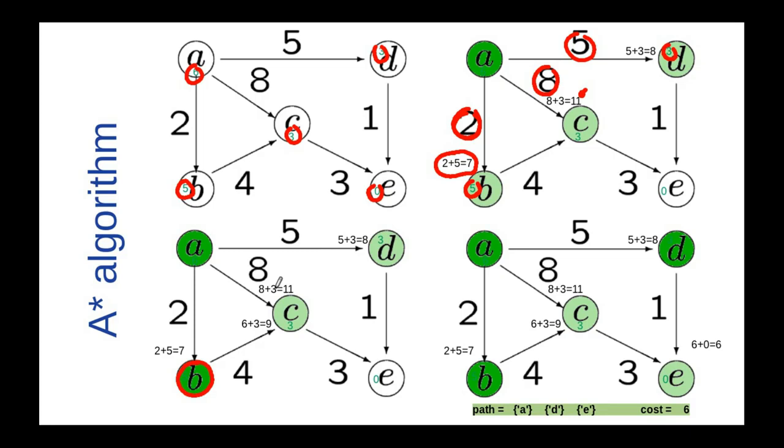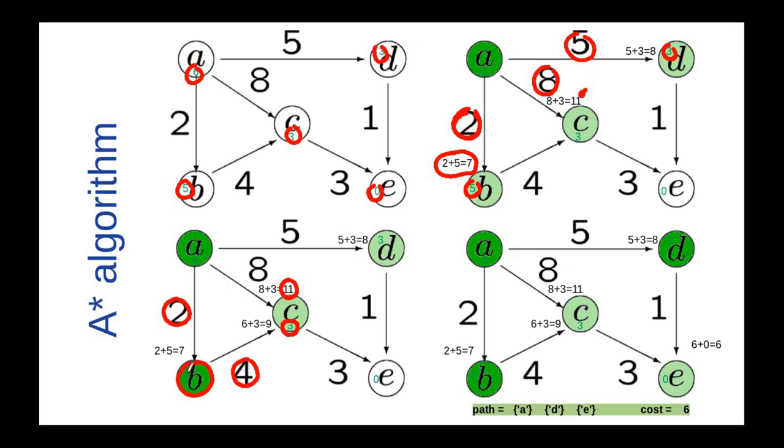Again, in the same way as the Dijkstra algorithm, but now, in addition, we have the heuristics as information for the method. Here we had the 11, as you remember from the previous step, but now we can reach C not only from A, but also from B. So that's why we have 6 plus 3 equals 9. The 3 comes from the heuristics, and this 6 comes from 2 plus 4.